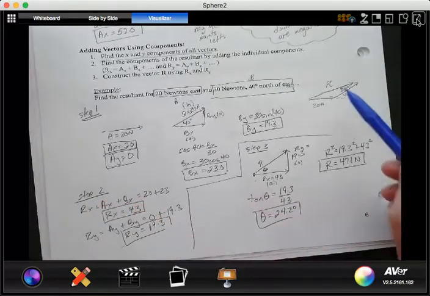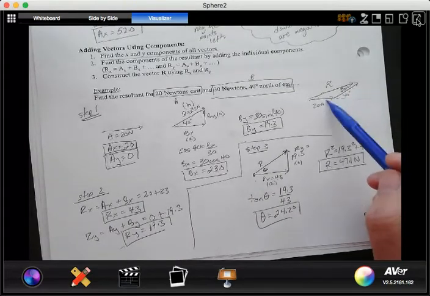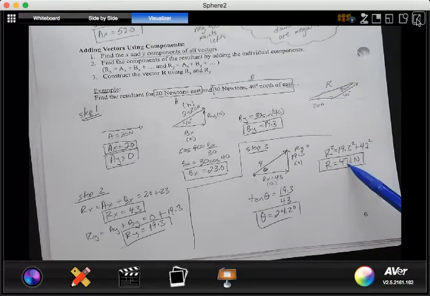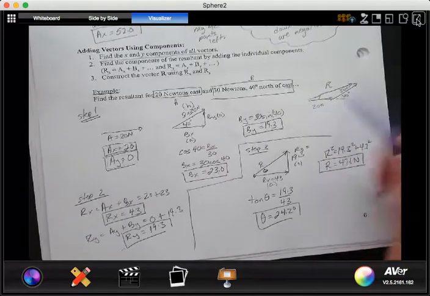Now up here, I drew this as kind of a check. And remember we said it's going to be more than 20 and 30, but less than 50, and we got 47.1. That makes sense. And the angle here, 24.2, makes sense because it's less than the 40.